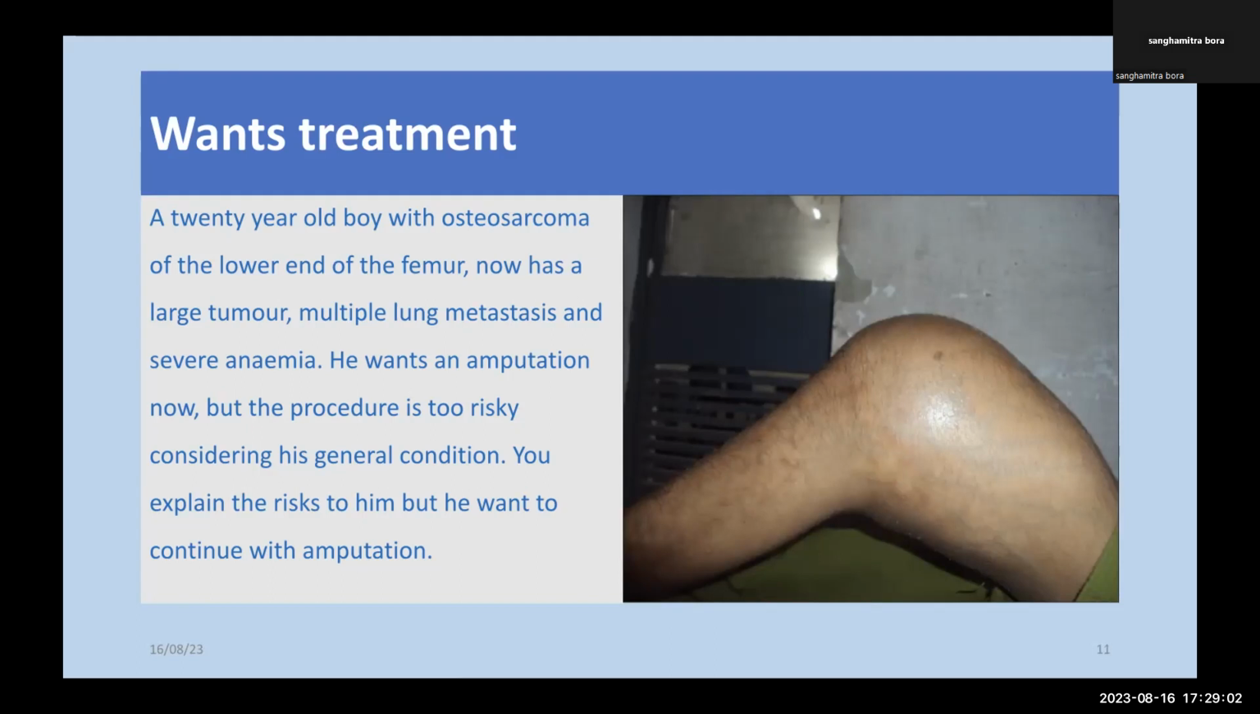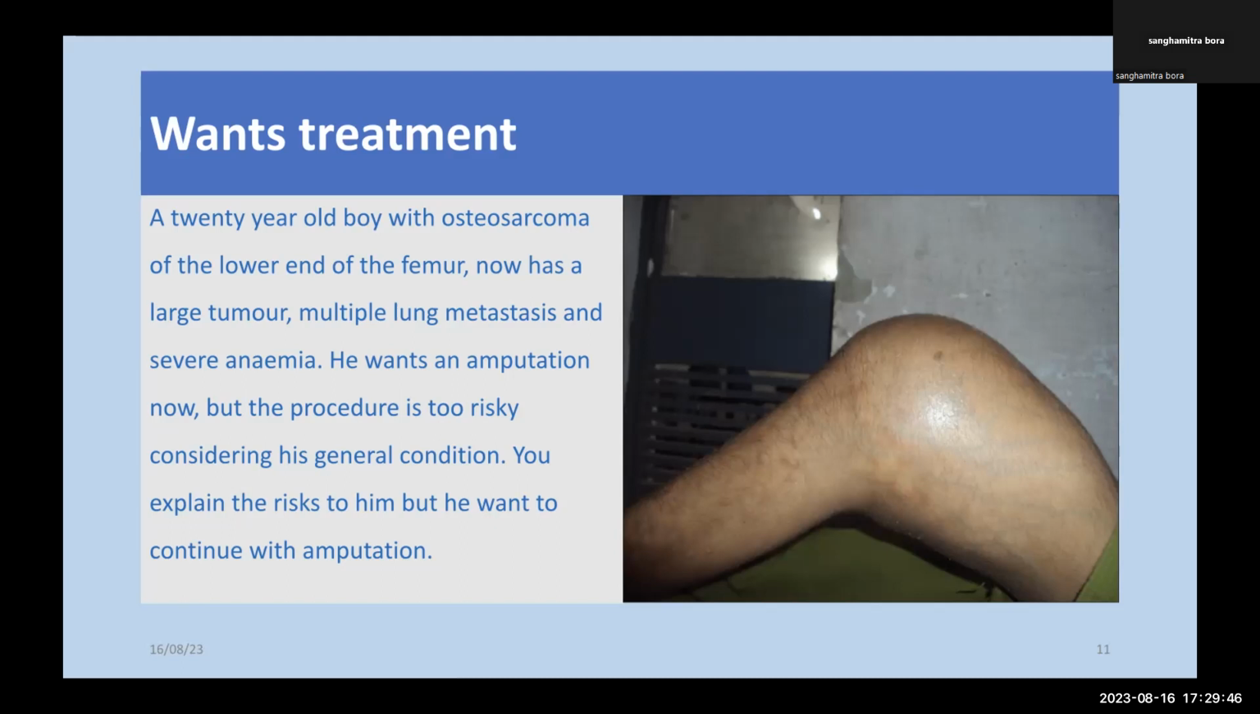So now the patient says that I want an amputation. But as a medical team, you know that the procedure is extremely risky, considering his general condition, and you try explaining the risks to him. You've explained everything to him. You have told him that he might die on the OT table. He might not come back from the OT to his home or to the ward, but still he is quite adamant that he wants an amputation.